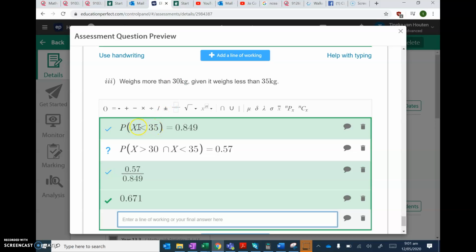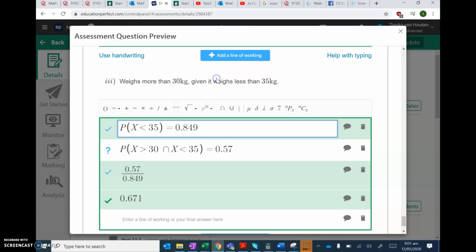So this here, the probability is less than 35. Given it weighs less than 35, that is I'm cutting off some of the group, and I've got only the ones that weigh less than 35 now. So it's like that 10 out of 20. Don't need the ones that weigh more than 35. I do need the ones that weigh less than 35, and that's what this probability represents.